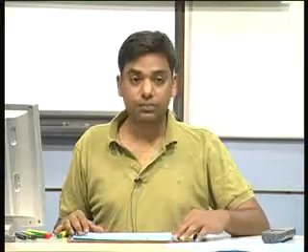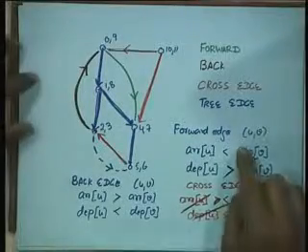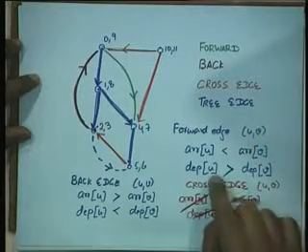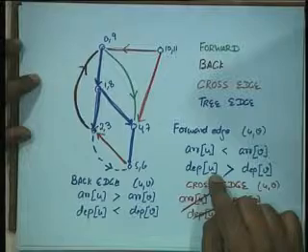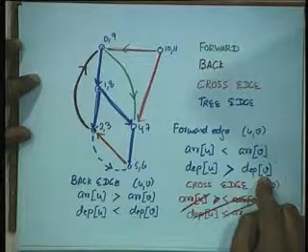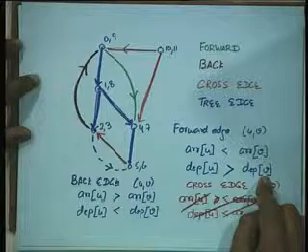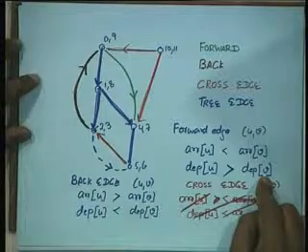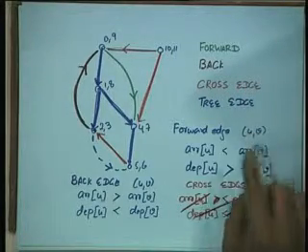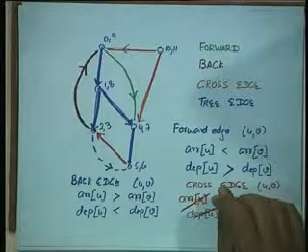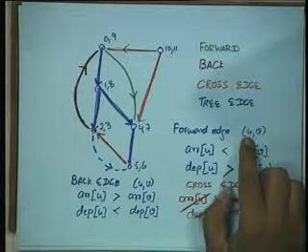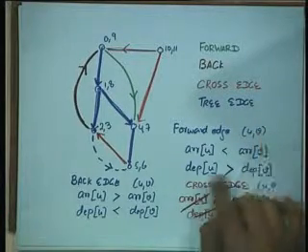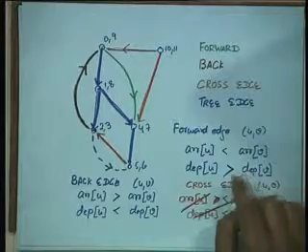Let us look at this picture. For a forward edge, if uv is a forward edge, then the departure time of u is more than the departure time of v. Okay? Yes. So, if uv is a forward edge, then u is the tail, v is the head of the edge. The edge is going from u to v. The departure time of u will be more than the departure time of v.